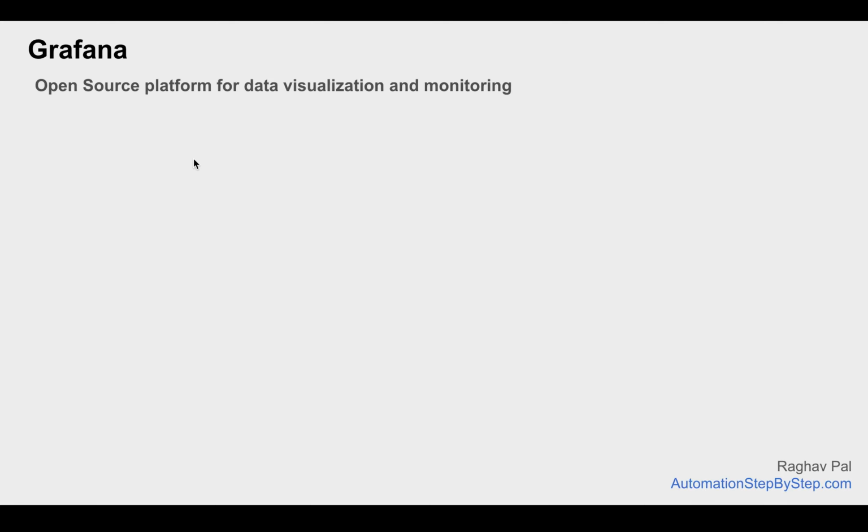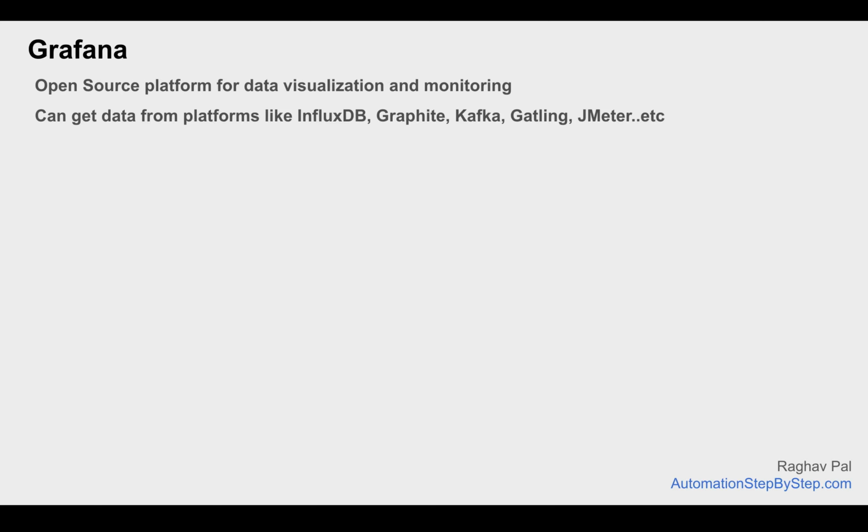Grafana is an open source platform or an application for data visualization and monitoring. So basically we give some data to Grafana, and this data can come from a database or any application like JMeter, Gatling, etc. And Grafana can convert this data into intuitive metrics, graphs, pie charts, etc., and can show us real-time data. So when our test is running, it can get real-time data and show us the reports there and all the intuitive charts and graphs.